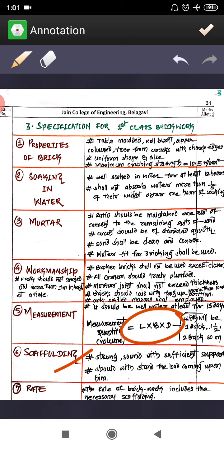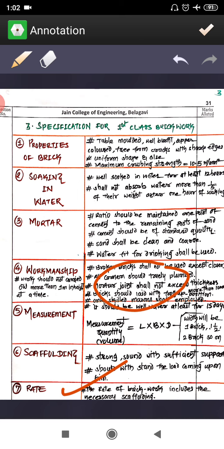Then scaffolding: as I said, if work goes beyond 1 meter height, then you are supposed to use scaffolding so that you can continue working for further height. Scaffolding should be strong and sufficient, it should have sufficient support to stack the material on it, it should provide a proper platform to stand on, and it should withstand the load coming on it. And then the rate: whatever the workmanship rate will be, all rates we are going to consider. Along with that, you are supposed to consider the scaffolding rate also.